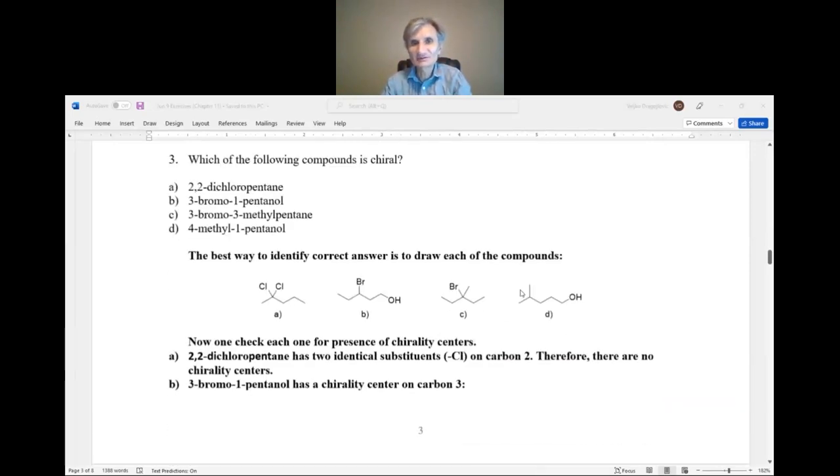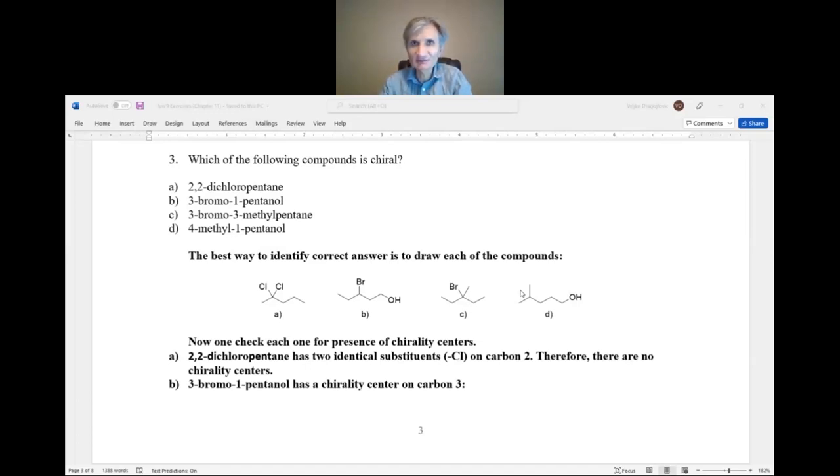Which of the following compounds is chiral? When you're given names, some students can figure out which one is chiral, that means which one contains a carbon with 4 different substituents. Some students can figure that out from a name. I would advise against it.